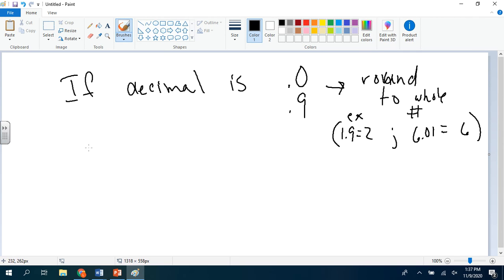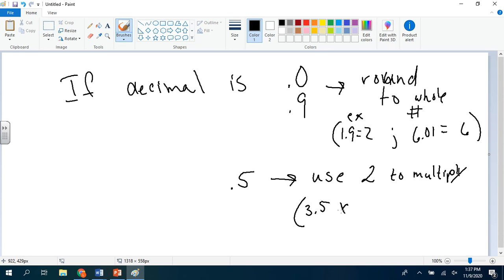Now, if the decimal is 0.5, okay, use 2 to multiply. For instance, 3.5 times 2 would make your whole number 7. All right. We're out of room again. So make sure you write these down. I'm fixing to change this again so I can do the last 2.